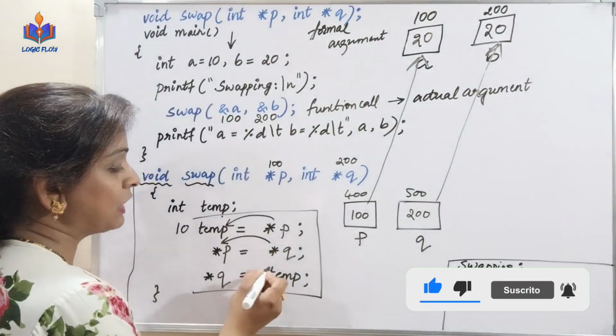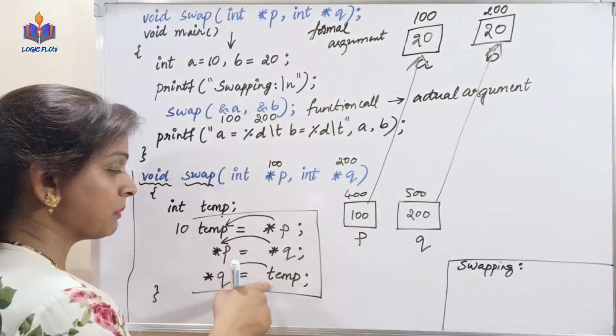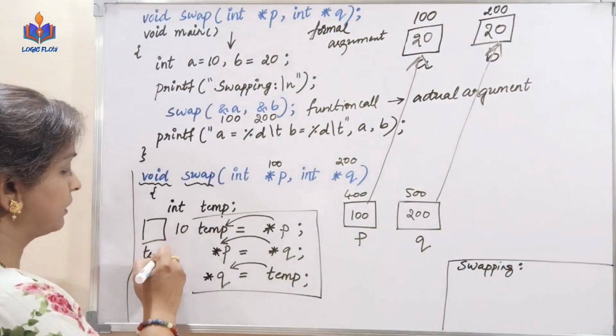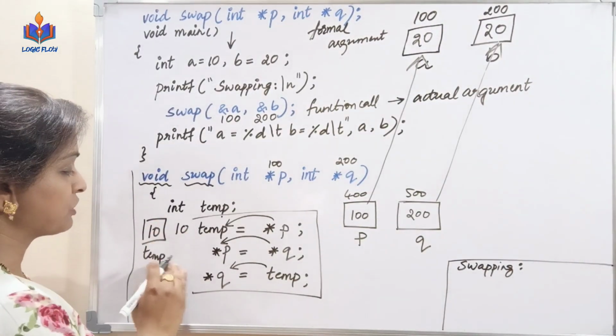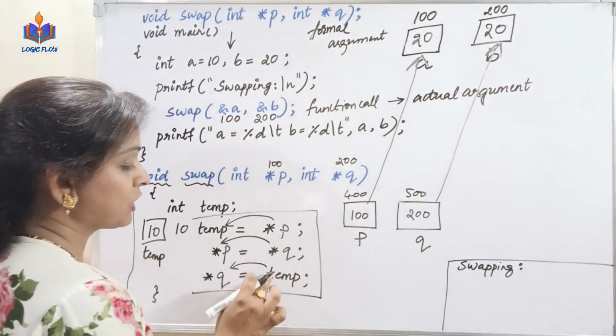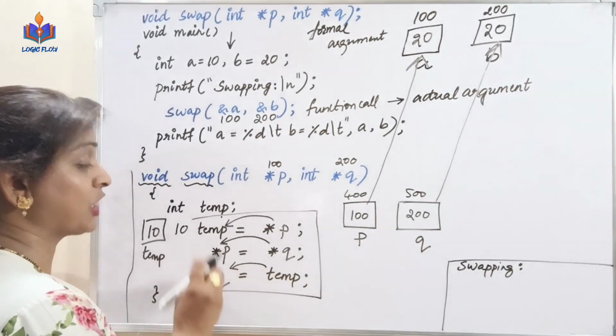Then whatever value I have in temp, store that in Q. Temp is having 10. Right. This is the local variable temp that I am using here for swapping purpose. I am storing 10 there. Value at the location temp. Whatever value I have in temp, store that in the value of the location Q.